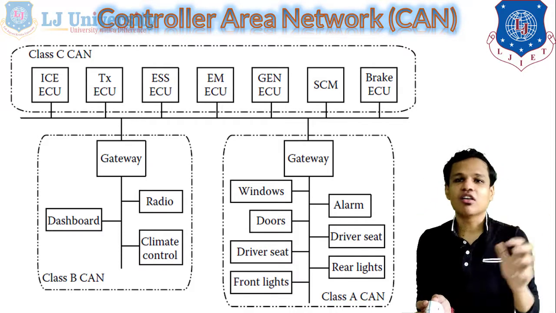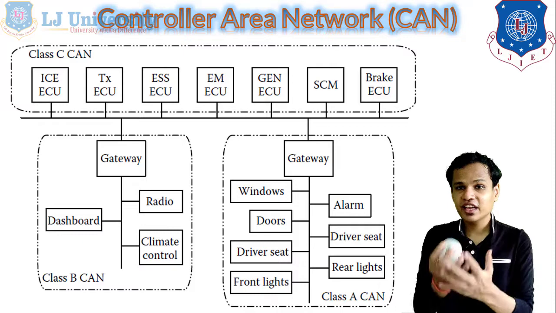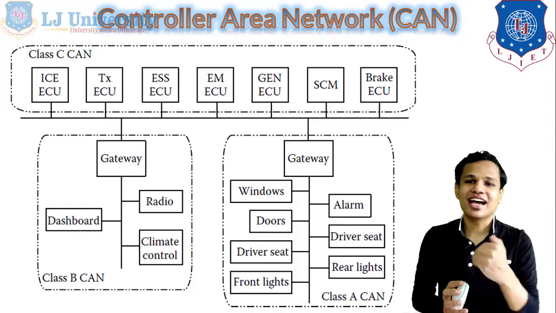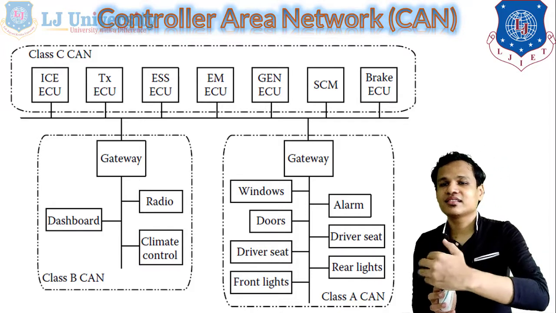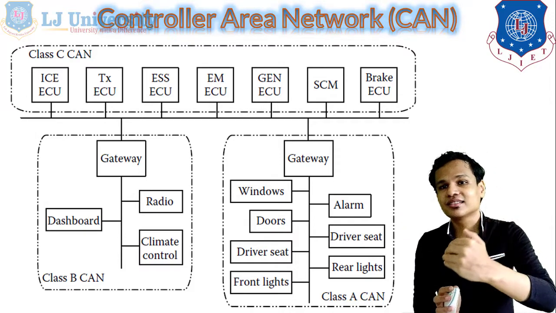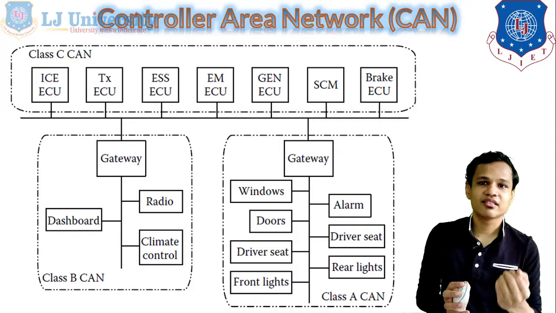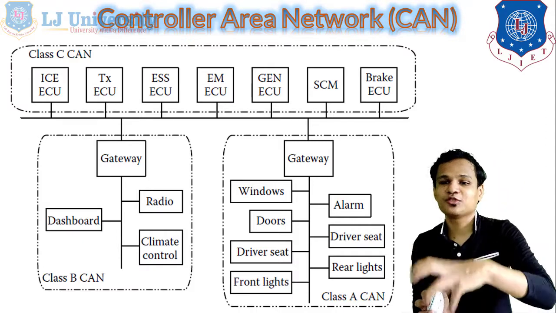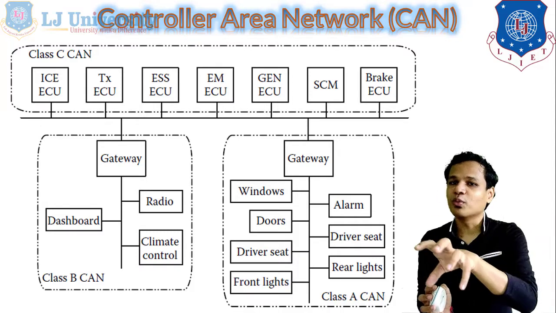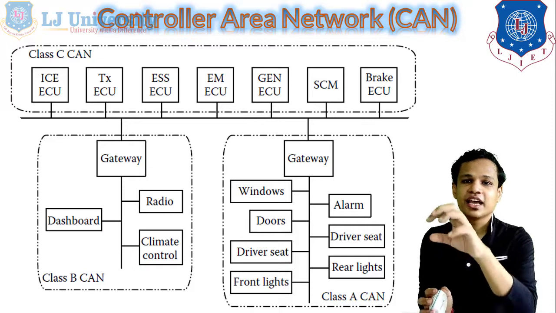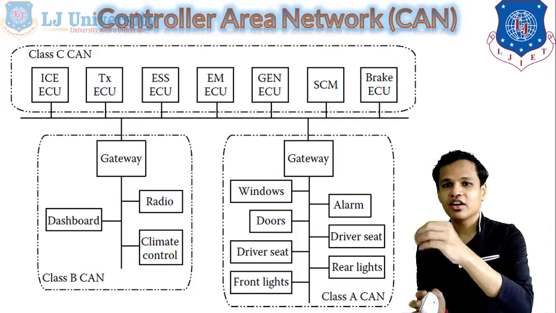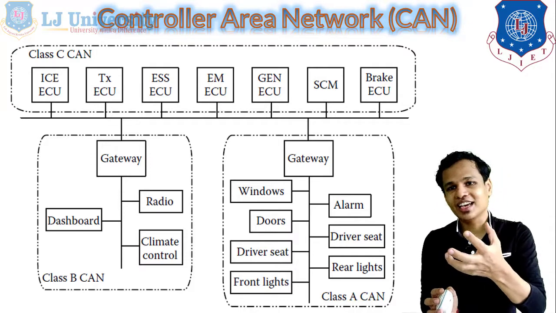In class C, all the components which give their function, their value, to the driving of the vehicle are there. You can see IC engine, TX, ESS, EM, motor generator, SCM, and last are the brakes, right? TX is our transmission system, and the brakes are connected with the ECU. So we can see that the ECUs of the different components are connected with CAN, and those ECUs are individually connected with whichever individual component we require to control.